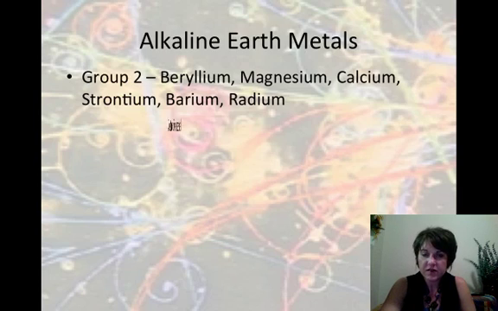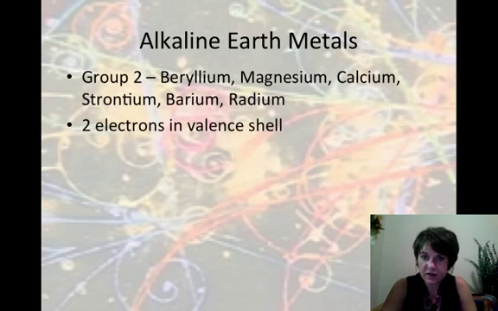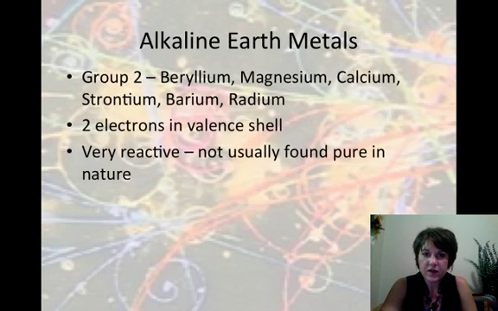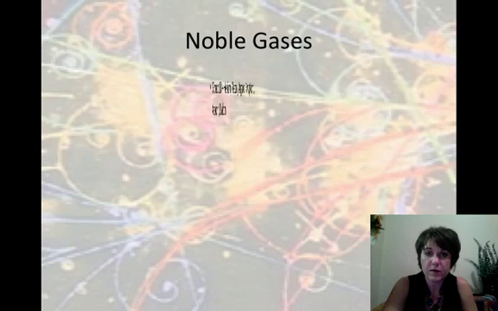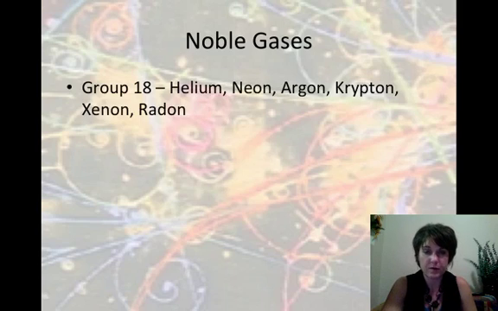Group 2. These guys all have 2 electrons in the valence shell. And so they're very reactive, and just like alkali metals, they're rarely found in their pure form, especially out in nature, because they react with air, they react with water. So once we find them, they've already interacted with those other elements and compounds, and they're now in the mineral form, not in their pure elemental form.